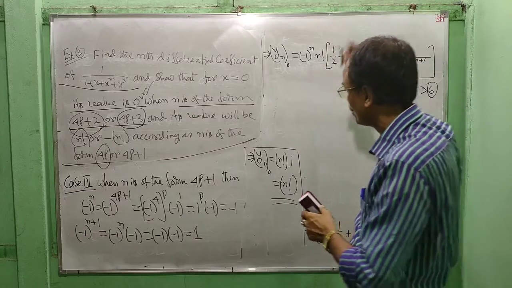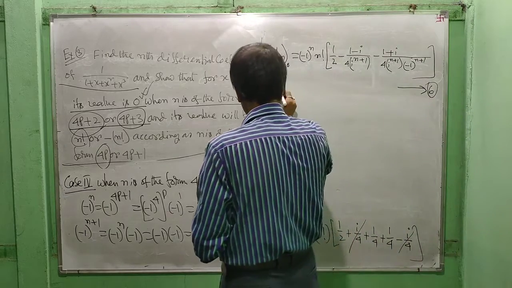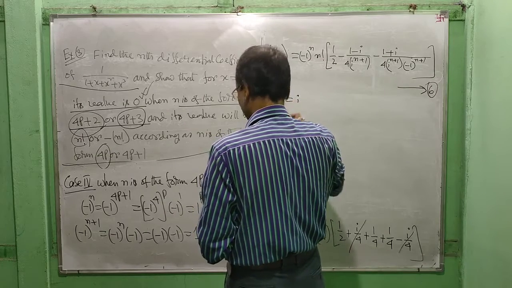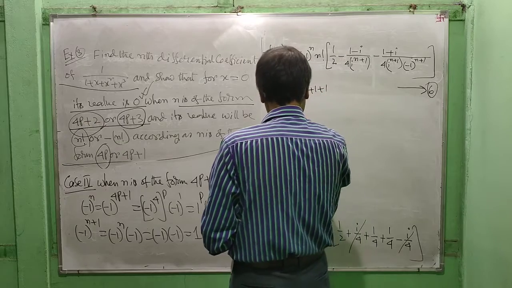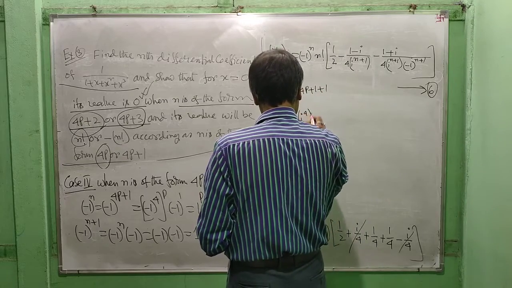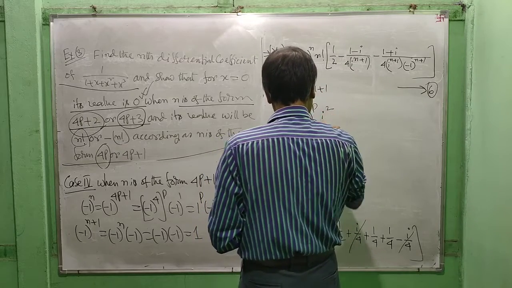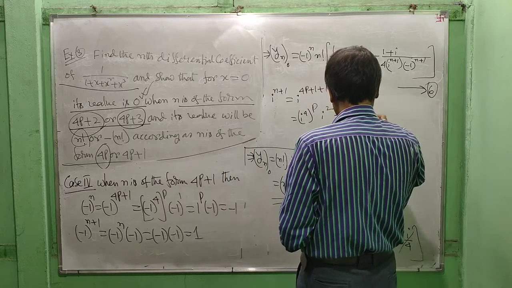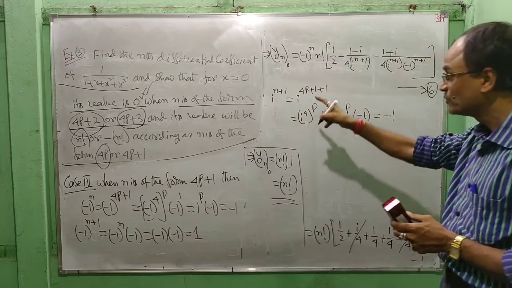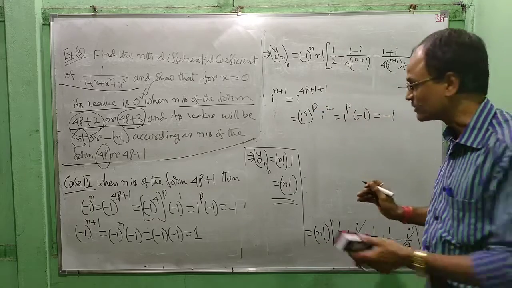Now, also, i to the power n plus 1 is equal to i to the power 4p plus 1 plus 1, which is (i to the power 4) whole to the power p into i square. This is equal to 1 to the power p into minus 1. This time, i to the power n plus 1 is equal to minus 1.